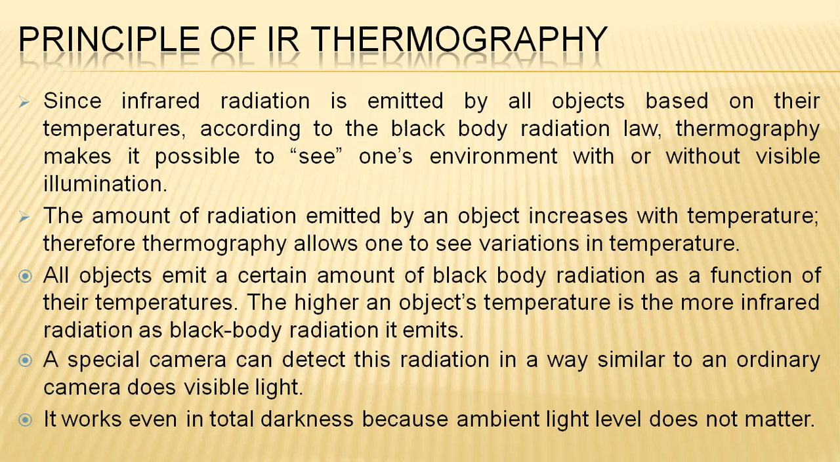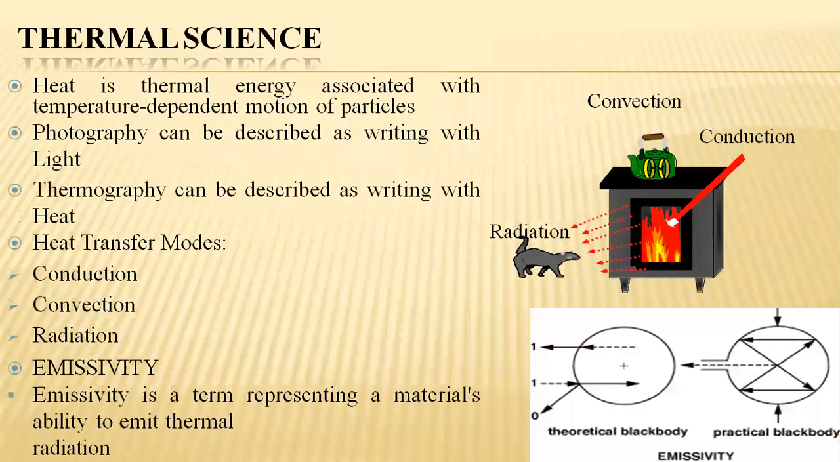So, what is the amount of radiation which has been emitted by an object? Nominally, it increases with temperature. Normally, we call it some temperature. So, also temperature is being emitted from a particular object, as we discussed here in the previous diagram.